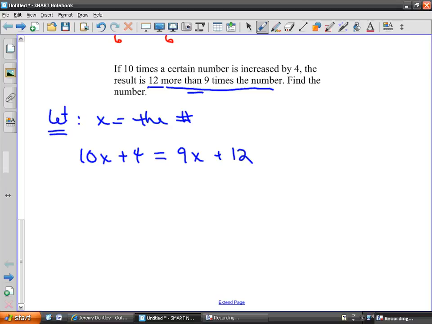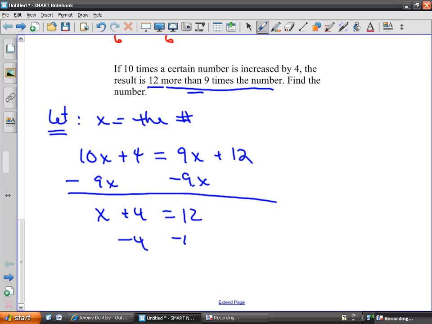Than is a switch word. Put the 9x first in this case. All right, so when I solve, I'm going to subtract 9x from both sides. 10x minus 9x is 1x. I've got the plus 4, and that equals 12. I subtract 4, subtract 4. I'm getting x equals 8. So back in my let statement, I write x equals 8, and hopefully that matches with what you found.